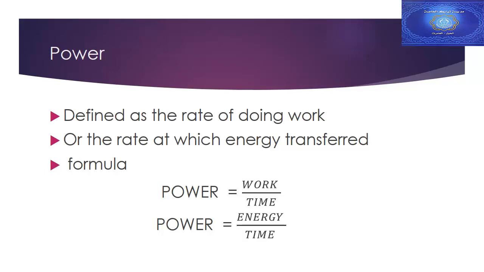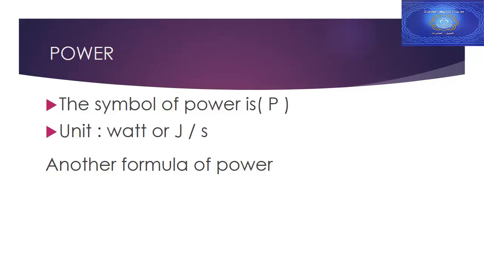Power is defined as the rate of doing work. So power can be calculated by work over time or energy over time. The formula of power is work divided by time or energy divided by time. The symbol of power is capital P, and its unit is watt or joule per second. Watt is equivalent to joule per second.